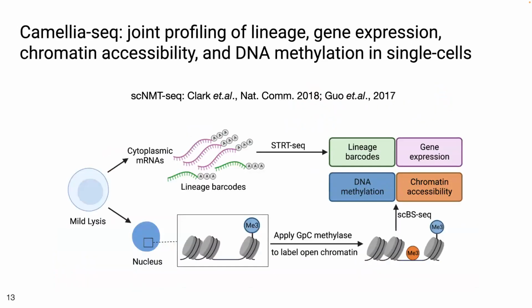So the second technology is chameleon-seq. To enable single-cell multi-omic tracing, we profiled both the lineage barcodes and gene expression from the cytoplasmic mRNA. And then we also separate the nucleus and generate the DNA methylation and chromatin sensitivity measurement from the nucleus.